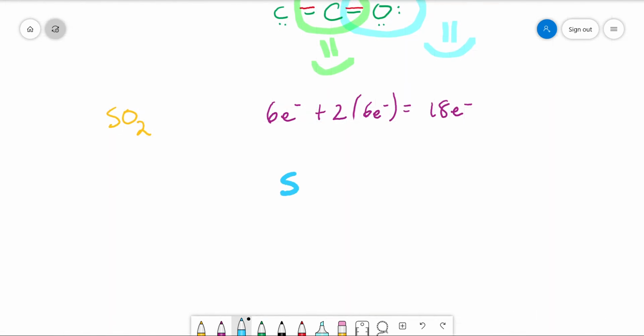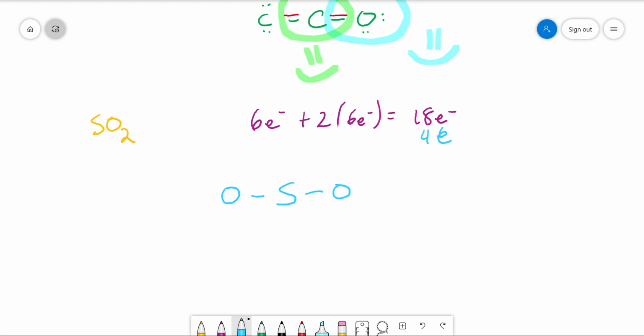So I put down sulfur as my central atom because it is less electronegative than oxygen. You can look that up if you want to. Bond, bond. Now that's 4 electrons. That leaves me with 14 electrons. So now I put those around. 2, 4, 6, 8, 10, 12. I've used 12 on the terminal atoms. Where do I put the other 2? There you go, on the sulfur.